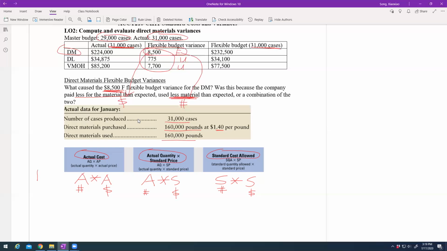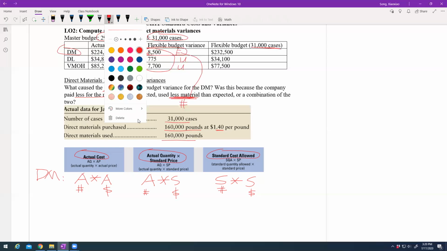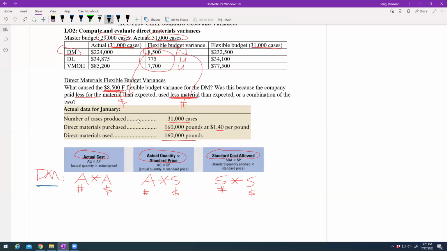We focus on direct material. Now we need to put the numbers. For the direct material, the actual quantity is how many pounds we actually purchased and used?